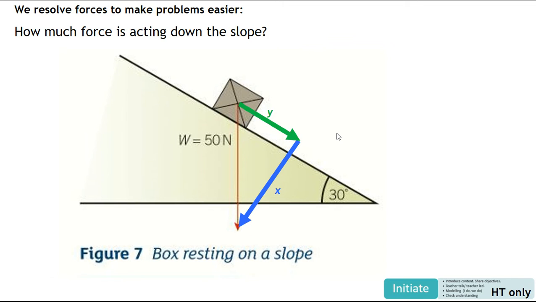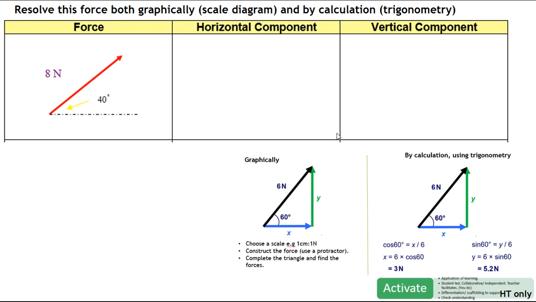Okay. Now, the only way to do this is to practice it. So here's one that you can practice. Here is a force of 8 newtons acting at 40 degrees. Can you work out the horizontal and the vertical component? And I would like you to try that both ways.